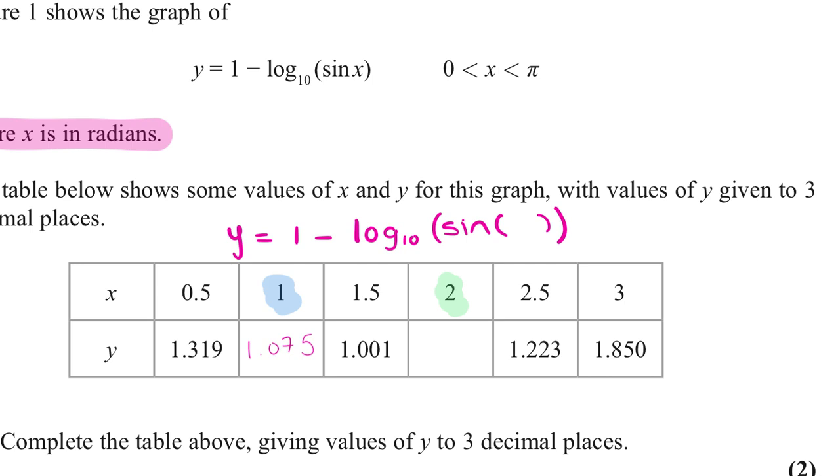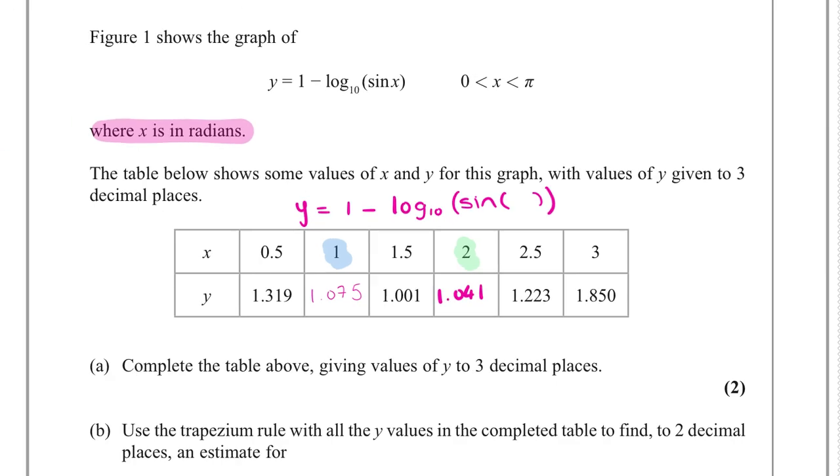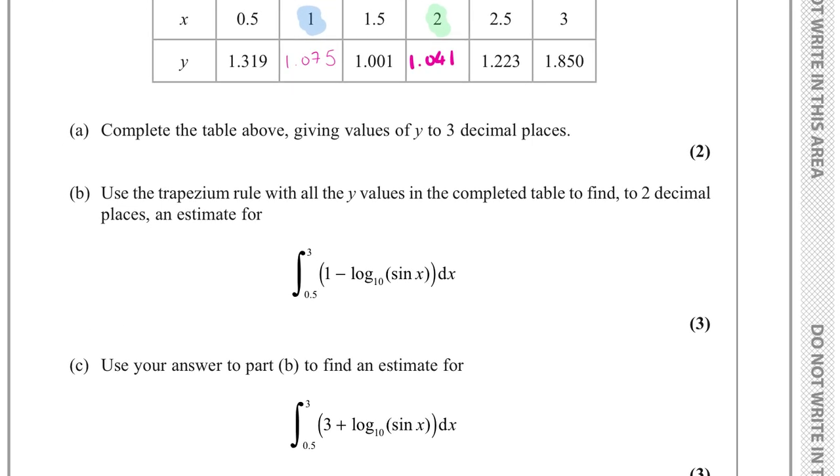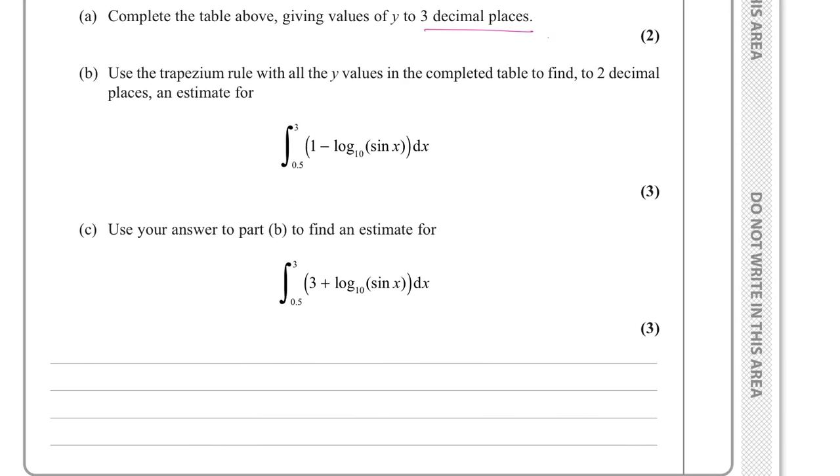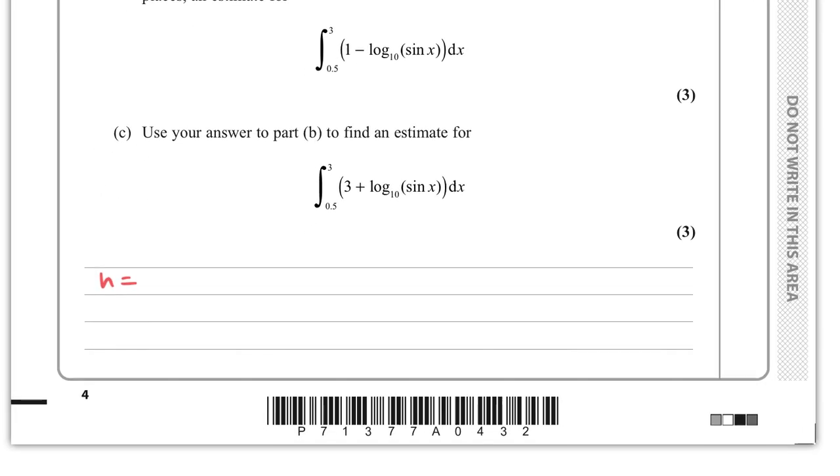Okay, and then I'm going to do the same, but I'm going to substitute in 2, 1.041. That's a nice easy 2 marks just for substitution. Okay, and it wants 3 decimal places, which we did. Use the trapezium rule. Now, remember, you are going to get method marks for this. So first of all, the height is the gap between the x values. So we know that our height is 1 minus 0.5, which is 0.5.